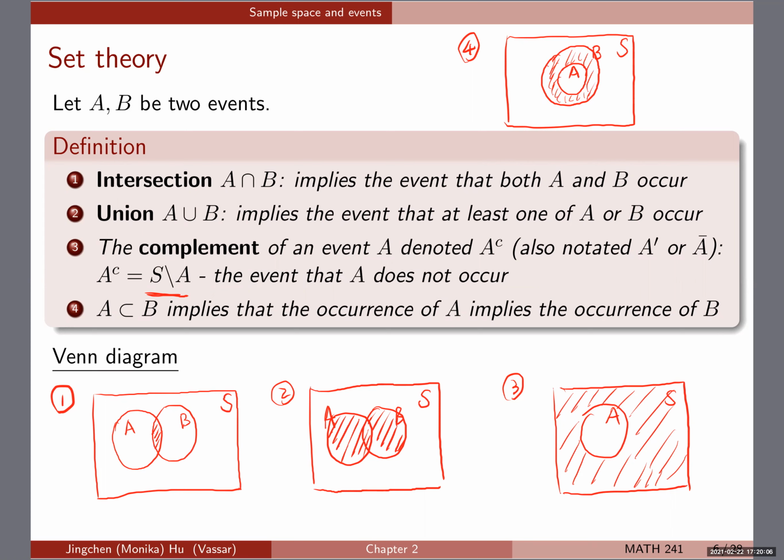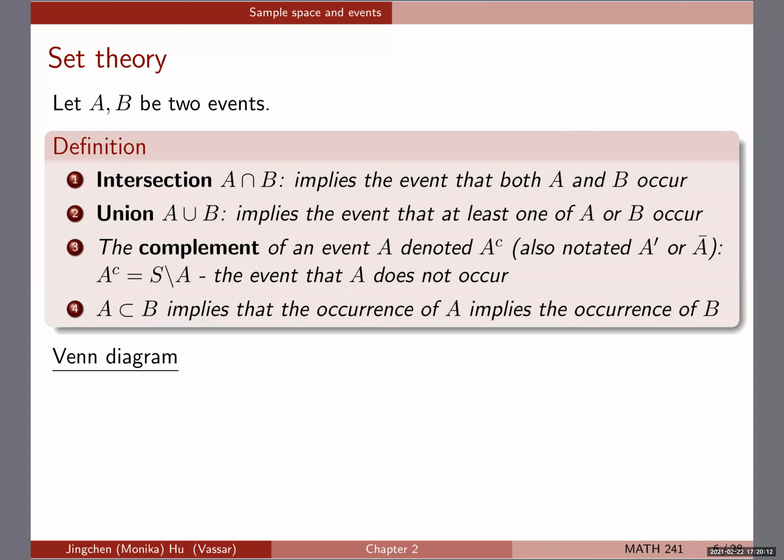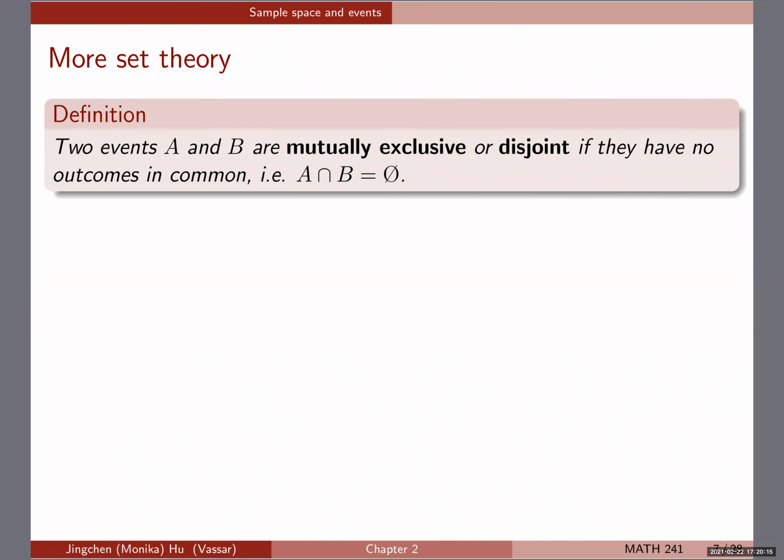All right, so those are the four important definitions of set theory. Let me introduce you to one more. It's called mutually exclusive, or disjoint. Two events are mutually exclusive or disjoint if they have no common outcomes. Mathematically, because they do not happen at the same time, the intersection of these two is going to be the empty set. Remember our friend, the empty set.